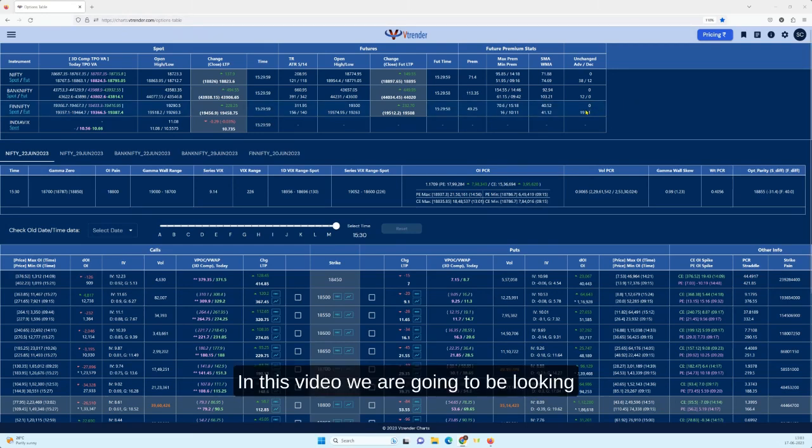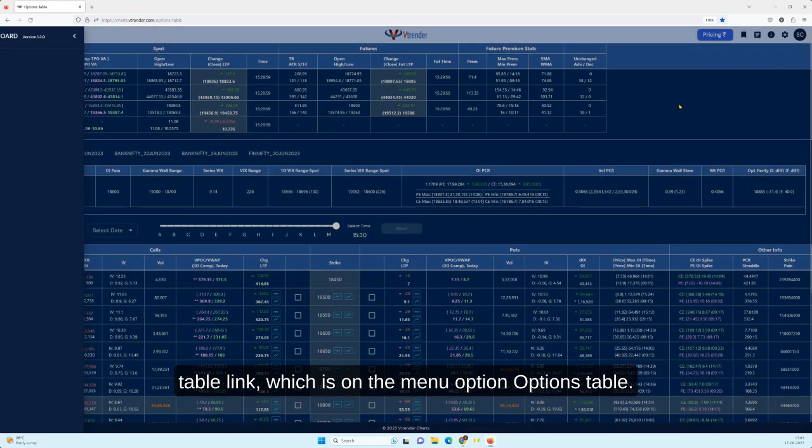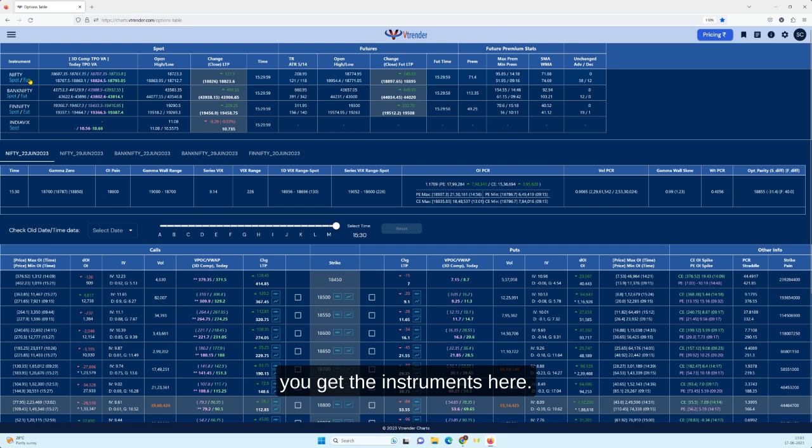In this video, we're going to be looking at some added features in the options table and how they can help us as traders to maximize the information which the market is giving us. So, starting at the very top, I'm still at the options table link, which is on the menu option, options table. Starting from the very top, you get the instruments here at the very top, the Nifty, the Bank Nifty, Fin Nifty, and India VIX, all of which have weekly settlements.